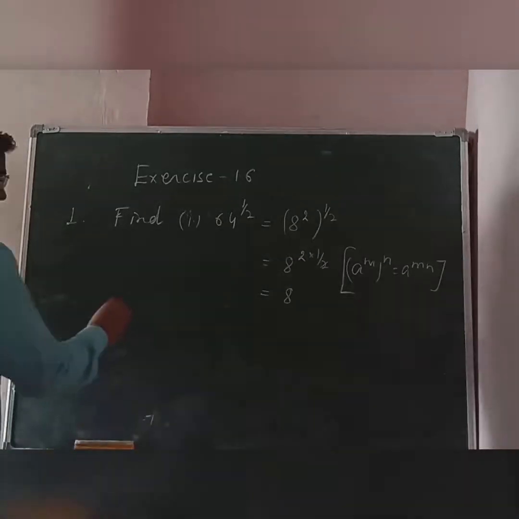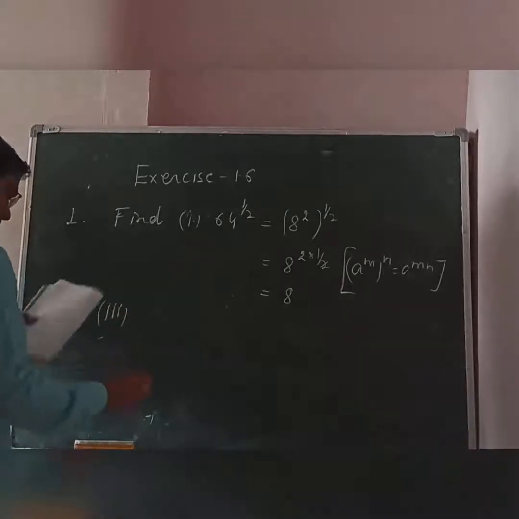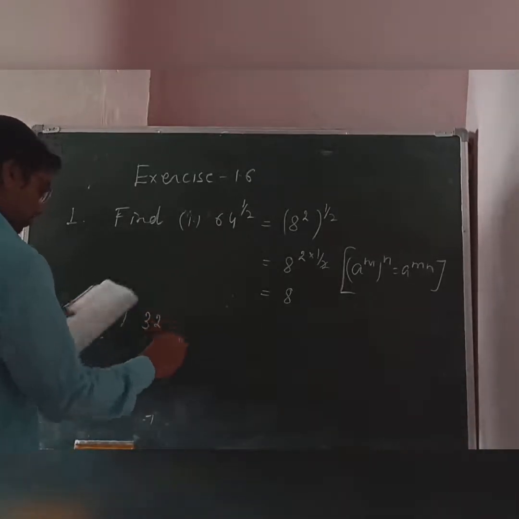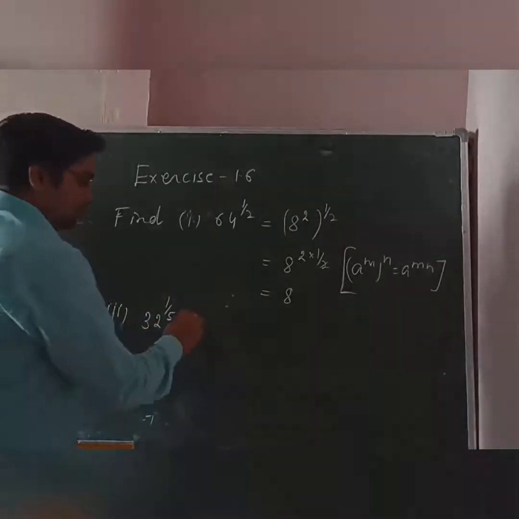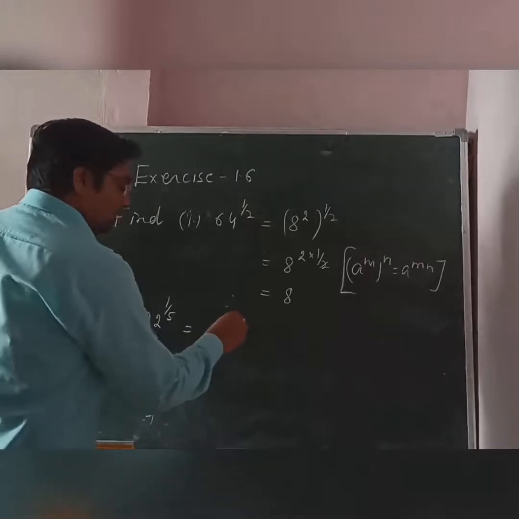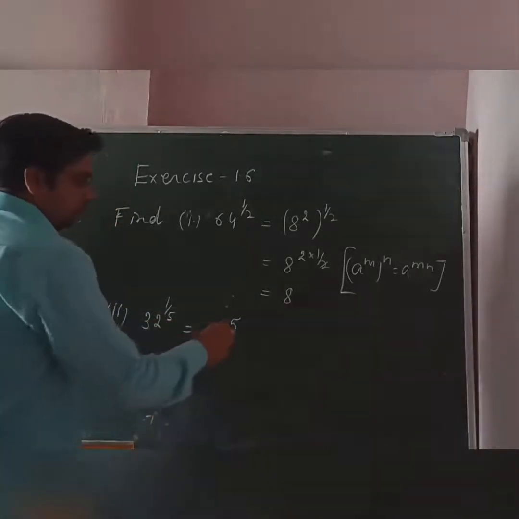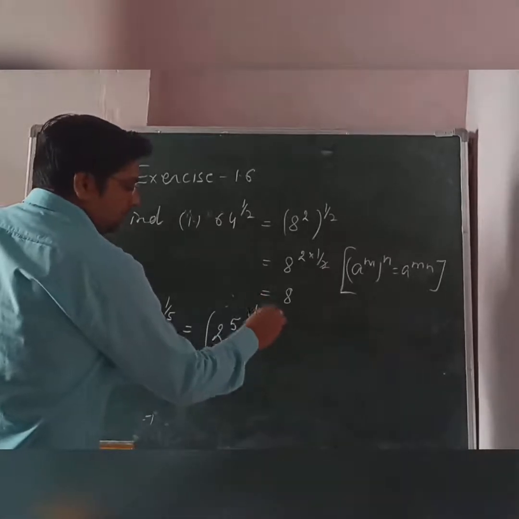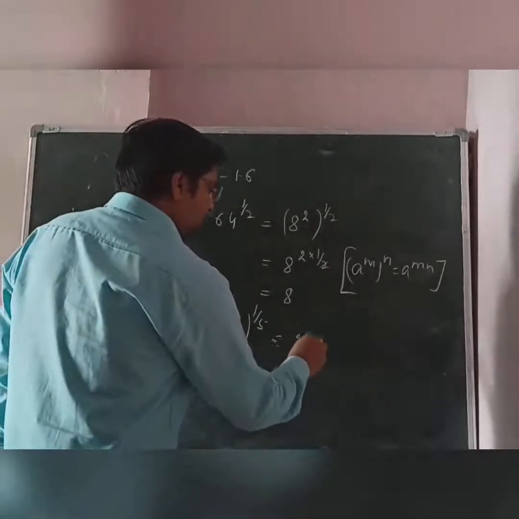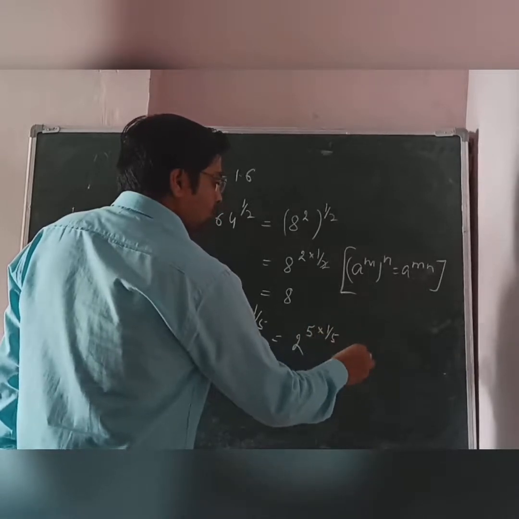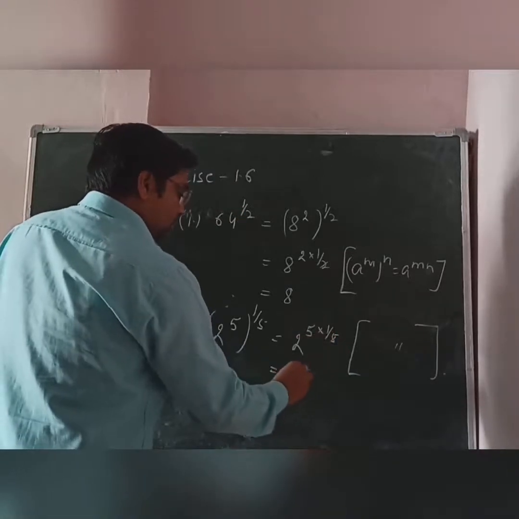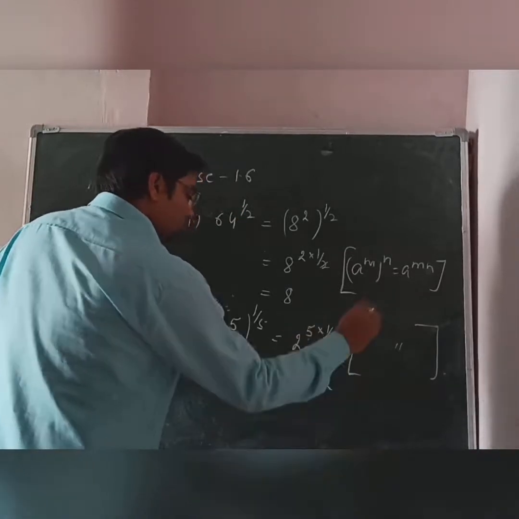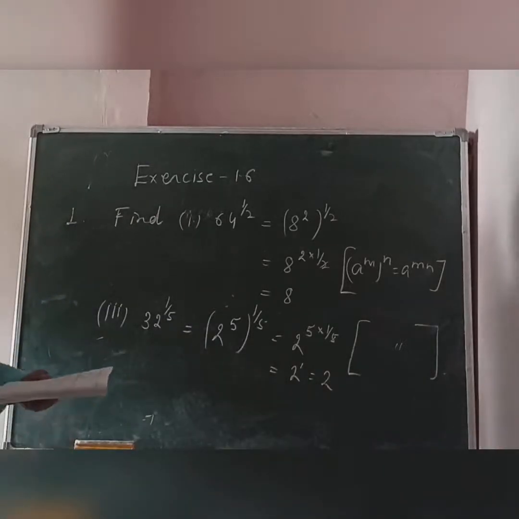Now I'm taking one more part, the third part: 32 to the power 1 by 5. Now class, you can write 32 as 2 to the power 5. So now 2 to the power 5 into 1 by 5. Same condition. Now the 5 cancels, you will get 2 to the power 1, equal to 2. Same. Okay, so now you can do this question.